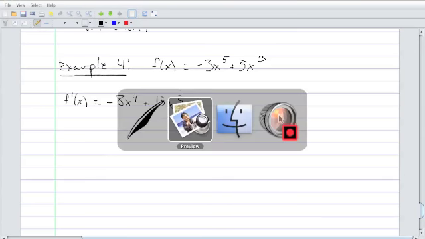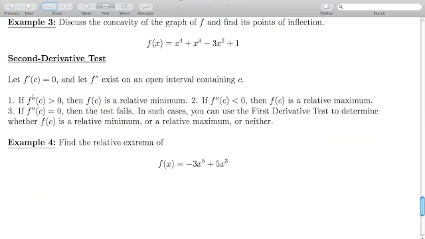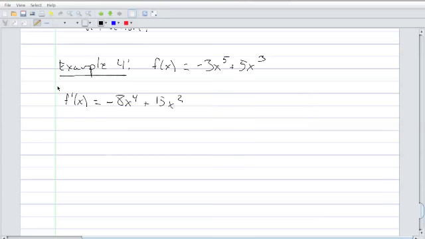For our second derivative test, we say let f prime of c be 0. So let's set this to 0 and see what our critical numbers are. Again, we're not going to have anything that makes it undefined, since this is a polynomial. So we have negative 8x to the 4th plus 15x squared equals 0.